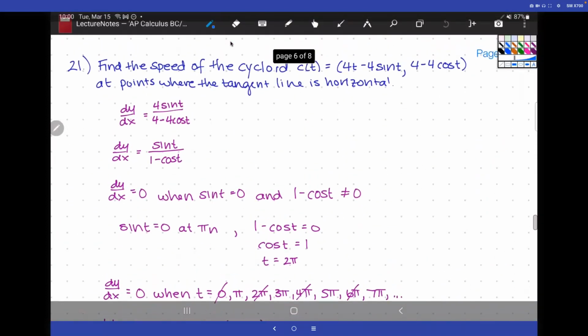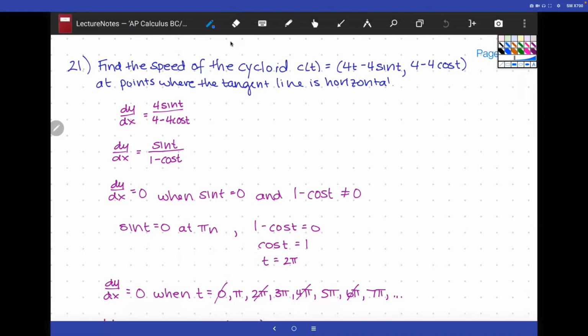I don't know what the problems are. Find the speed of a cycloid at points where the tangent line is horizontal. So we have to find where the tangent line is horizontal. But that's where the dy/dx comes in.